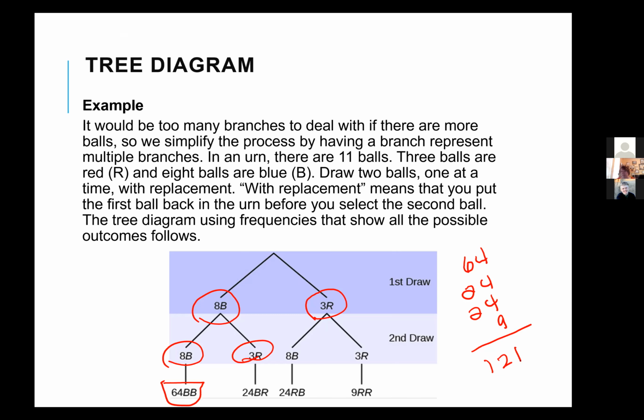So there are 121 different possible outcomes for this little experiment. You can see, if you were actually creating a true tree diagram, where the first draw you'd get 8 blues: blue, blue, blue, blue, blue, blue. Did I get 8 of those? 1, 2, 3, 4, 5, 6, 8. And then each one of these is going to branch out to 8. Your tree diagram gets unwieldy really quick. So that's why we use the frequencies in front of it instead of listing out all the different blues.